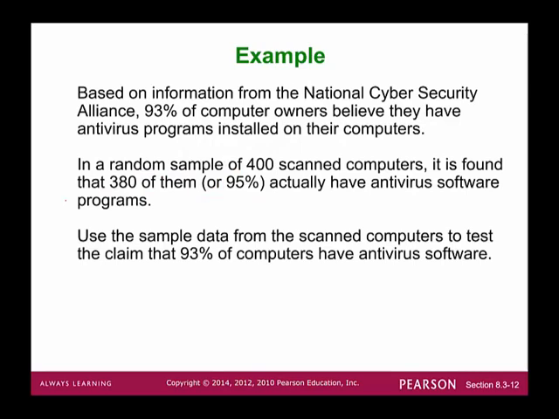Now let's take a look at an example based on information from the National Cybersecurity Alliance. 93% of computer owners believe they have an antivirus program installed on their computer. Here, this is the population proportion p, 93%, which is 0.93. From there, we know q must be 1 minus p, 1 minus 0.93, which is 0.07.